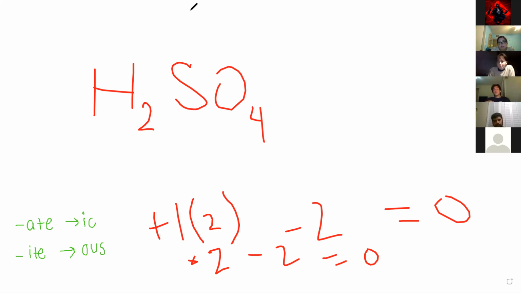And now, do you guys notice how it doesn't have a charge anymore? It doesn't have a charge. So this is a compound now, right? So this is something that I can find in the store. I can find sulfuric acid in the store. I don't know why I would be looking for it, but I can if I wanted to. So yeah, and this would be your acid.